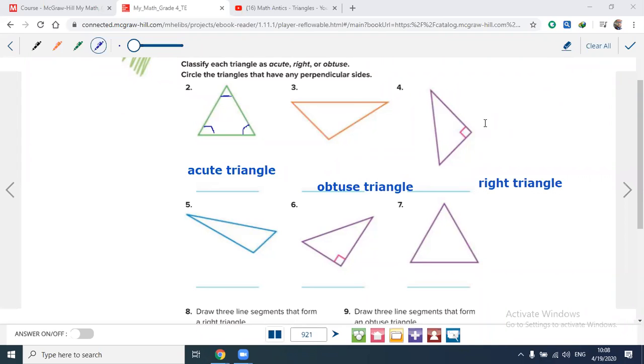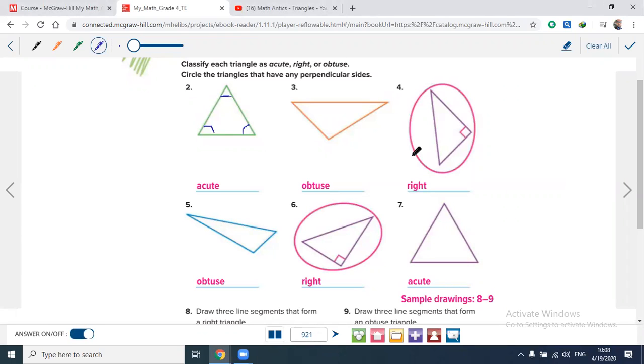Okay, I think it's clear for all. Now I'm showing you the answers. As we see, this one and this are right, so we circle them because both of them have perpendicular sides. Any right triangle has two perpendicular sides that form the right angle. Is it clear for all guys?